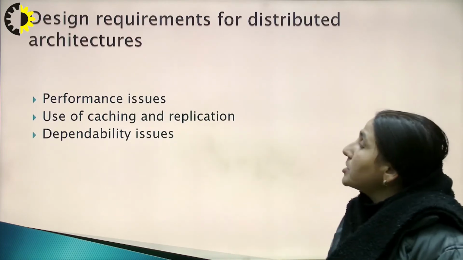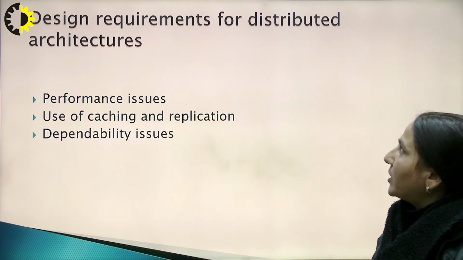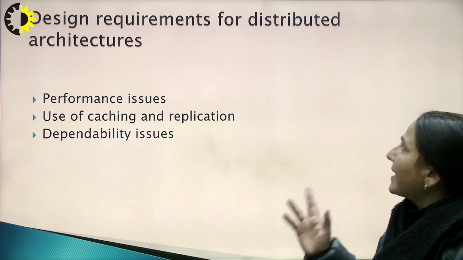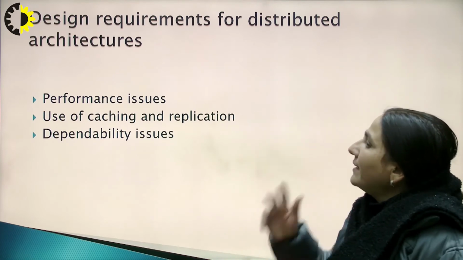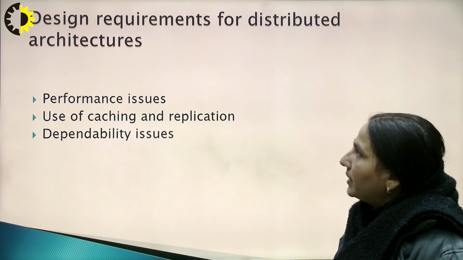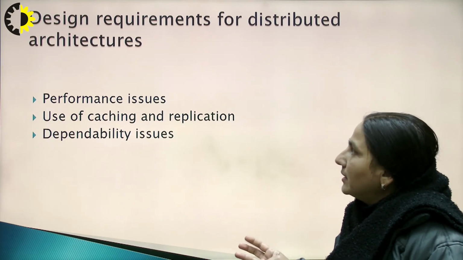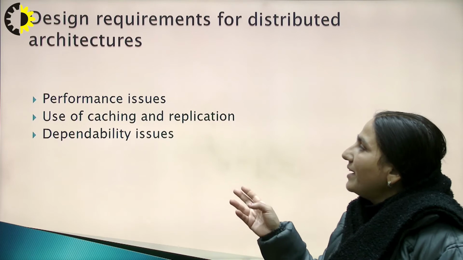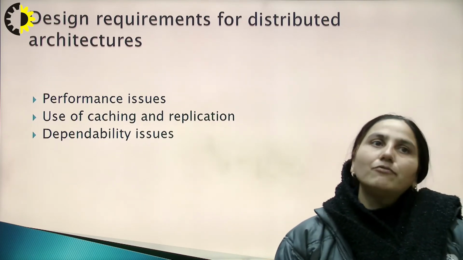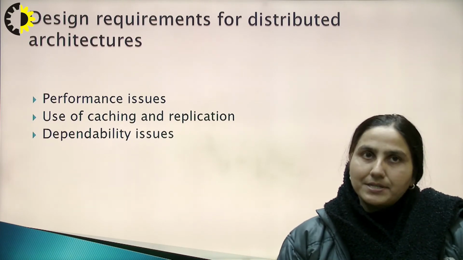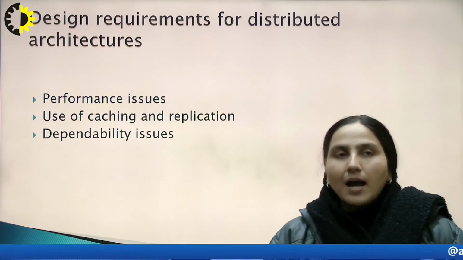Now this is one of the most important topics that we'll be dealing with: design requirements for distributed architecture. If we want to design a distributed architecture, what are the different design requirements that we'll be dealing with? We have different performance issues, then the use of caching and replication, and lastly dependability issues. This plays a very important role in your distributed architecture.